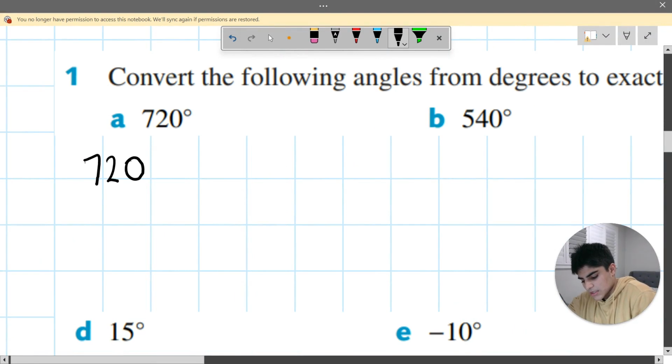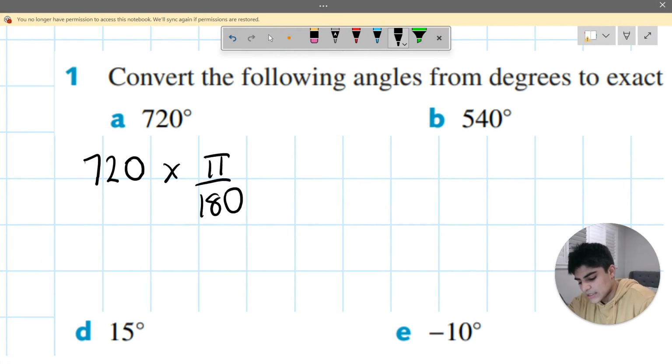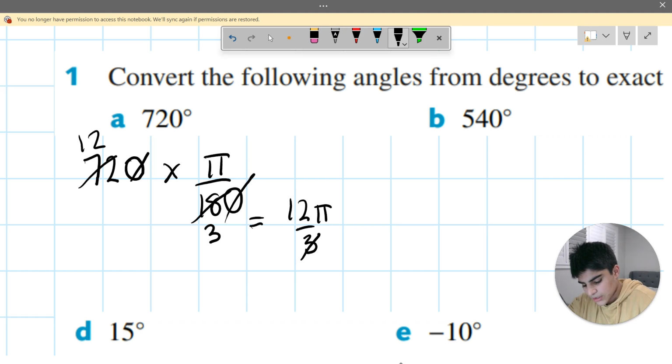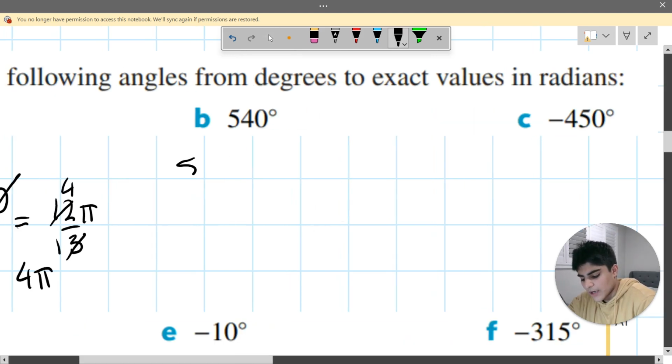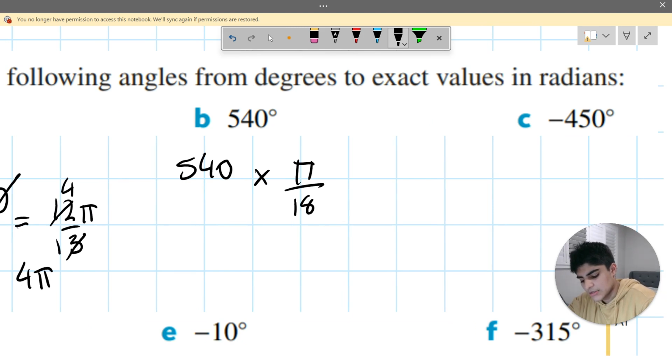720 times pi over 180. Let's cancel the zeros. What are the common factors? We've got 6, so 3, 12. This equals 12 pi on 3. Let's divide this by 3, 1, 4. This equals 4 pi. Next, 540 times pi over 180.